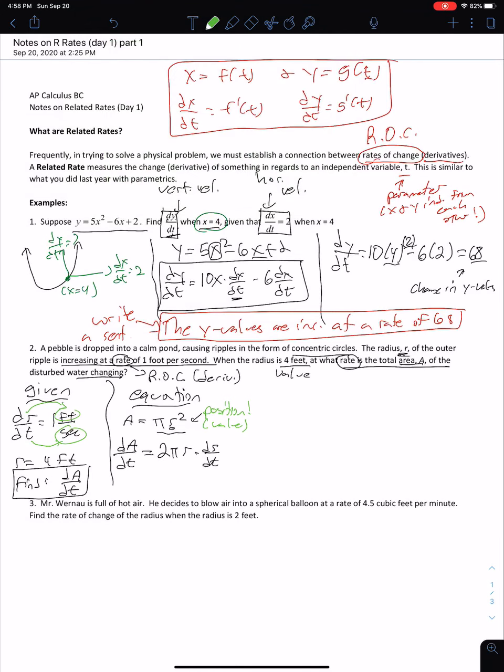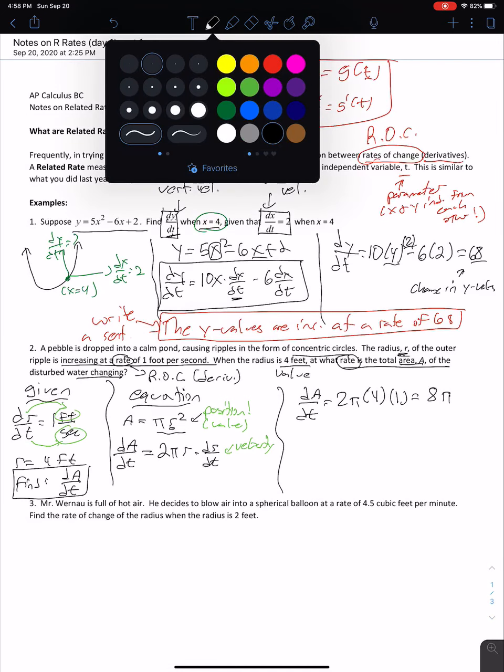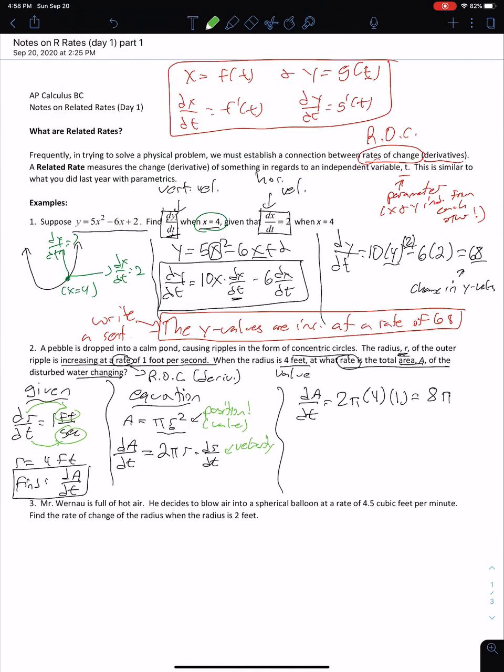And again, what's really neat about this is now my velocity equation. This tells me how fast area is changing. It's like a velocity. How fast is my distance changing? And now we're ready to, again, solve this. So we would say dA/dt equals 2 pi, the radius, which is 4, times dr/dt, which we were told was 1, and we get 8 pi. So now we're going to talk about units, okay?